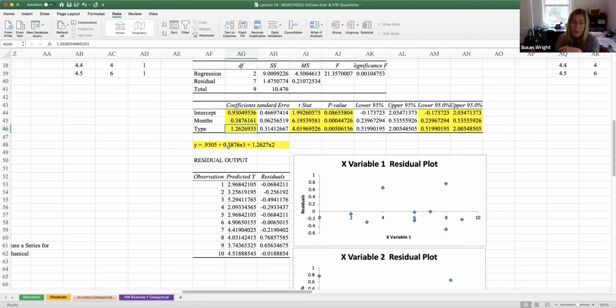Okay, so putting your equation together, your intercept, I want 4 decimals. Your x variable, x1 for months, and x2 for the type of repair. Okay. So this adds 1.26 if it's an electrical repair. If it's a mechanical repair, then you'd enter a 0 for x2 and this whole thing disappears. So that mechanical repair takes less time. It would only be these 2 components. Does that make sense?